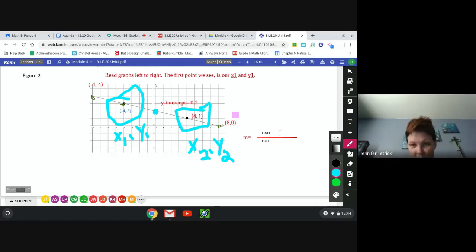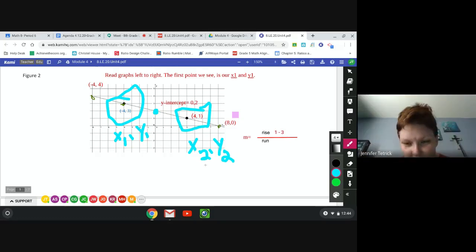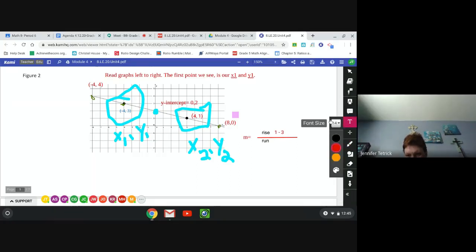So remember, if you're confused about our equation, who did that? 1 minus 3. Nice, Gael. Wait, is Gael doing rise? I thought you said he was doing run. Okay, Gael, do run. That's your x2 minus your x1. And don't forget to tell me what it equals.